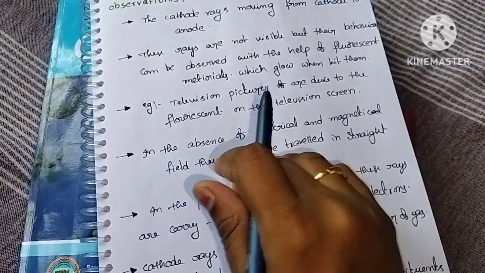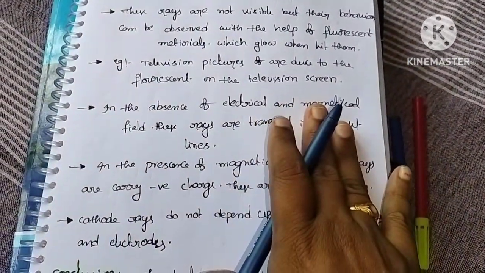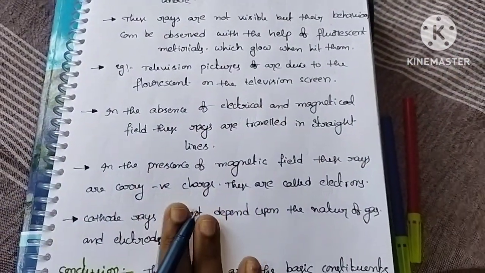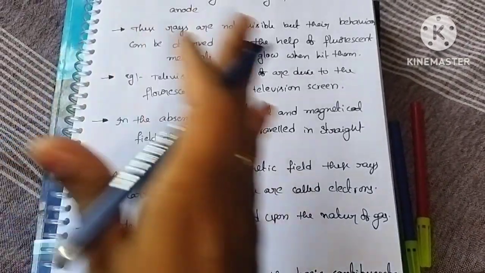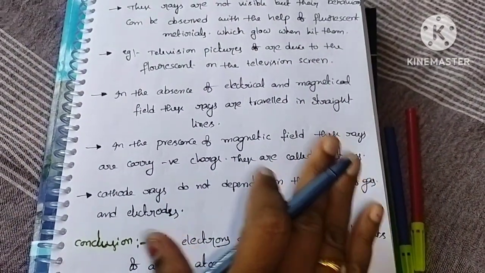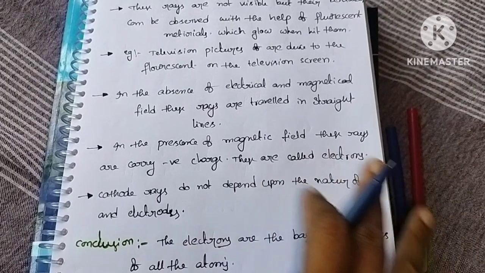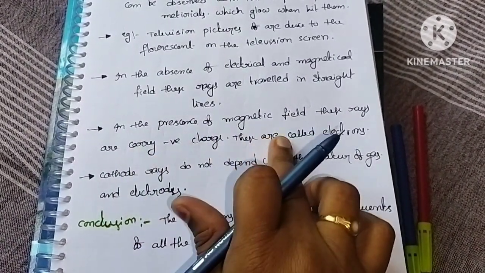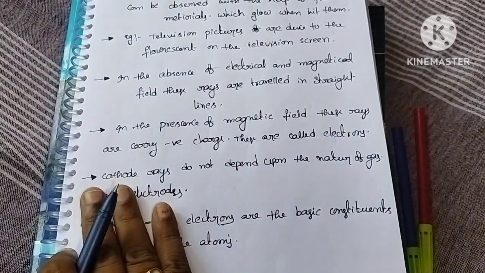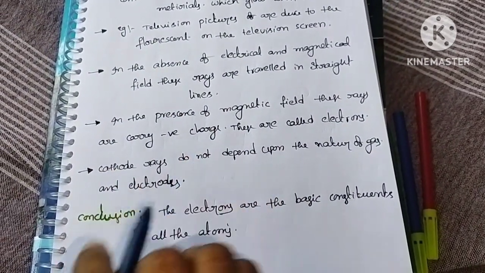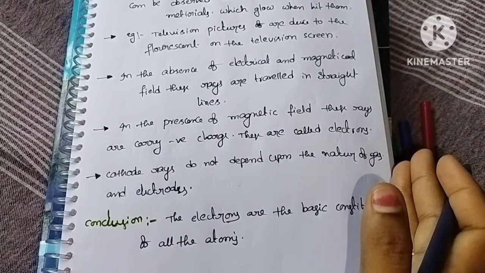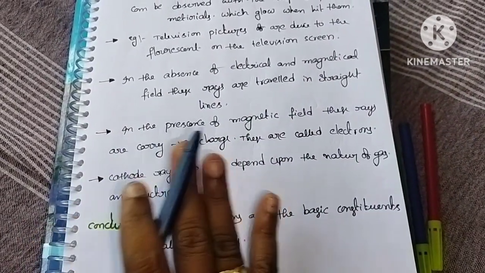Next, coming to another point. In the absence of electric and magnetic fields, the rays travel in a straight line. But in the presence of electric and magnetic fields, the rays travel towards the positive electrode. That's why we call them cathode rays. Due to the presence of this negative charge, these are called electrons. Another most important point: these cathode rays do not depend upon the nature of the gas as well as the nature of the electrodes.